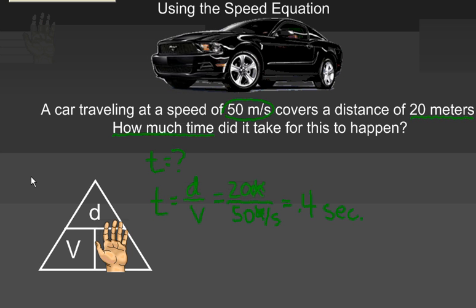So that is the speed equation, the different variables that we're able to look at, the units used with those variables, how we rearrange the equation to help us out, and then 3 practice problems solving for each variable.